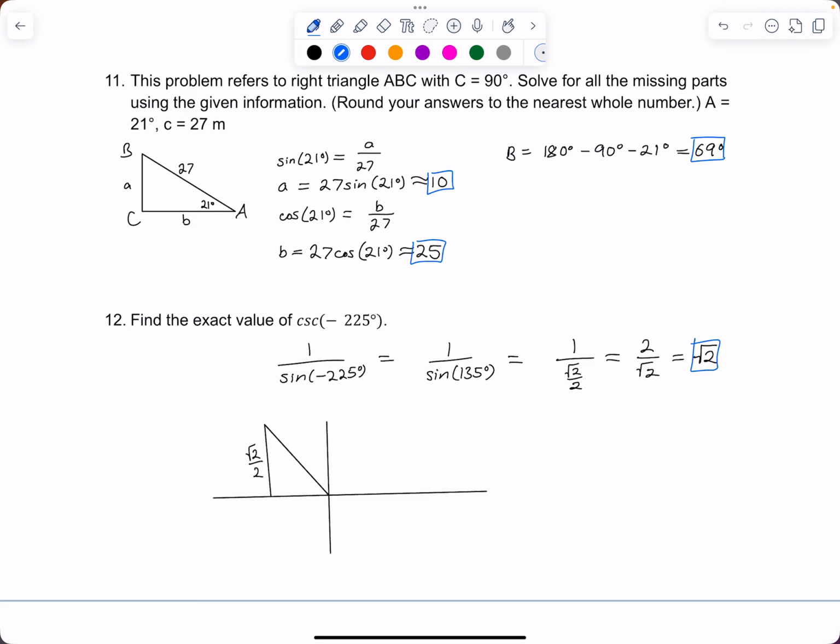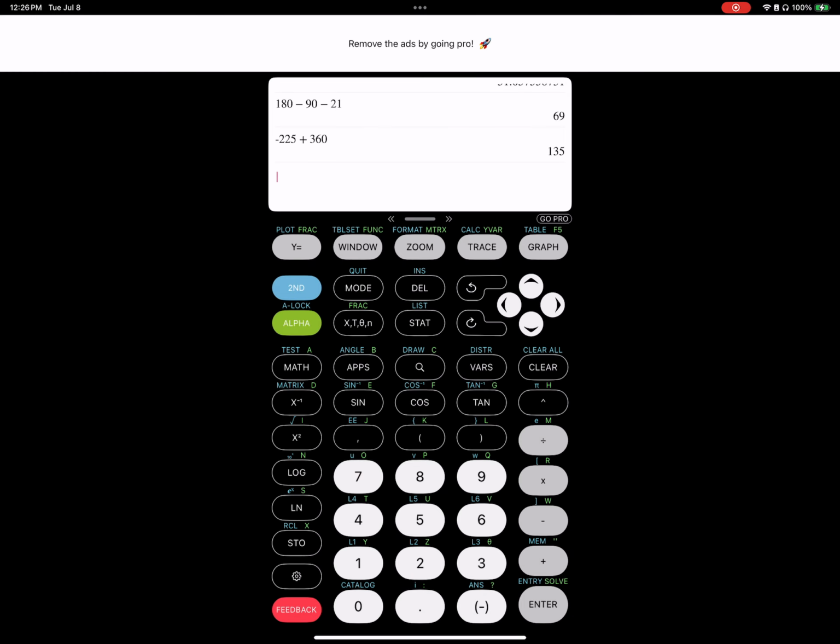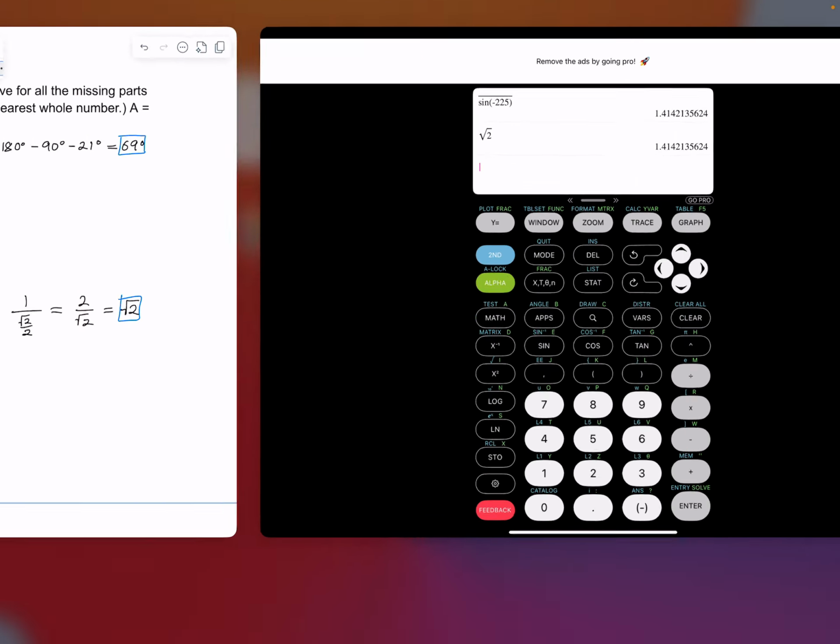I can always double check it by doing this. I can say 1 over the sine of negative 225 is this. And let's see, the root of 2 is the same thing, which means I have done it correctly.